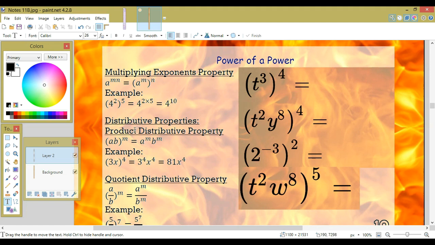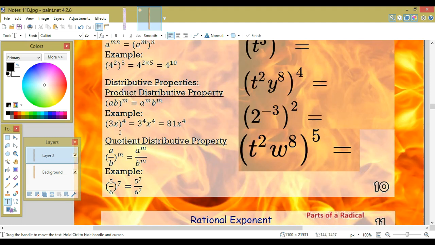We can also distribute here. So if we have 2 different bases inside of here, we'll just have the first base to the outside power times the second base to the outside power. An example for that would be 3x to the 4th power. That's the same thing as 3 to the 4th power times x to the 4th power. That's 81x to the 4th power. A common mistake on here is only distributing it to the x and not to the number, the coefficient. Don't forget to do that.